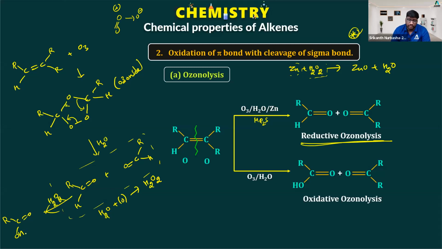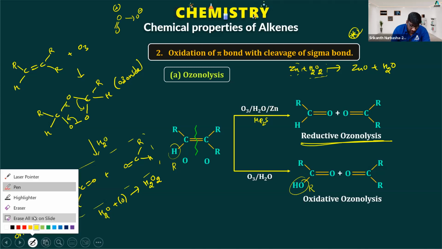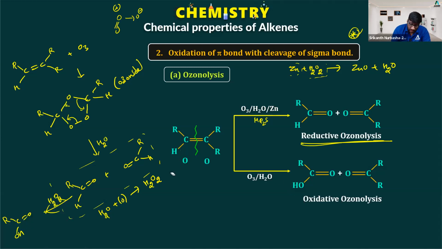Everyone got this or not? Okay. So O3 followed by zinc or Me2S will follow reductive ozonolysis. O3 with just H2O will undergo oxidative ozonolysis. In oxidative ozonolysis, it is not always sure that we should get an acid. It depends upon the type of alkene we have taken. Instead of hydrogen here, if I have taken any alkyl group R, here also I will get alkyl group R, because both ketone molecules are going to be obtained. Can we oxidize ketones? Ketones are not oxidized to carboxylic acid easily.